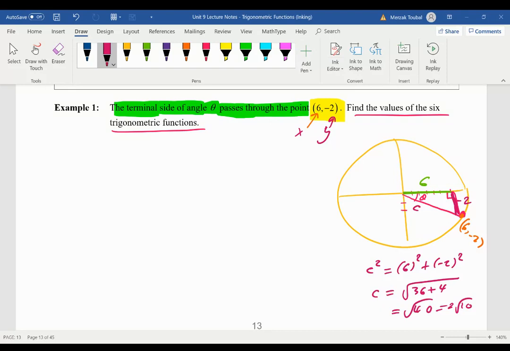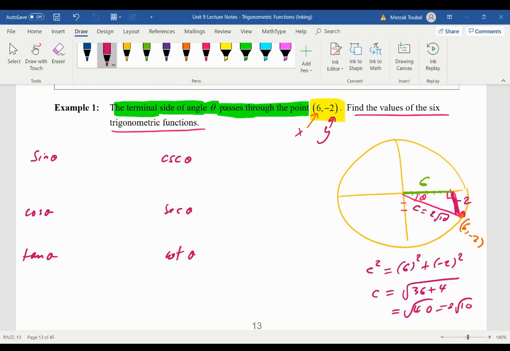Yeah, 2√10. So 2√10 would be the same as the square root of 40. So it means hypotenuse c is 2√10. Now we know the opposite, the adjacent, and the hypotenuse, so we can go ahead and find the values of the six trig functions. So let's start with the sine function, and then we do cosecant because that's the reciprocal. Then we do cosine, and then secant, and we do tangent, and then cotangent.